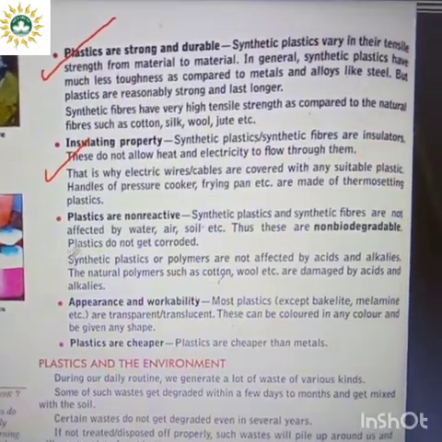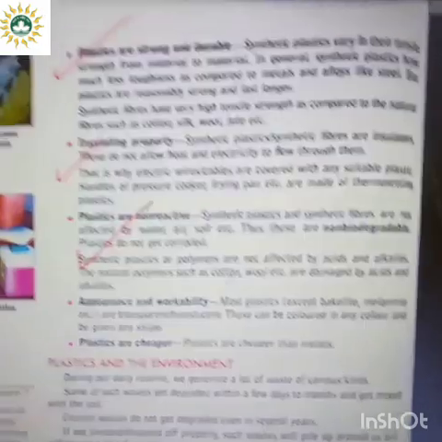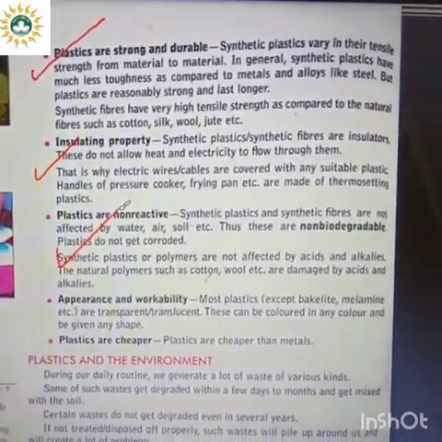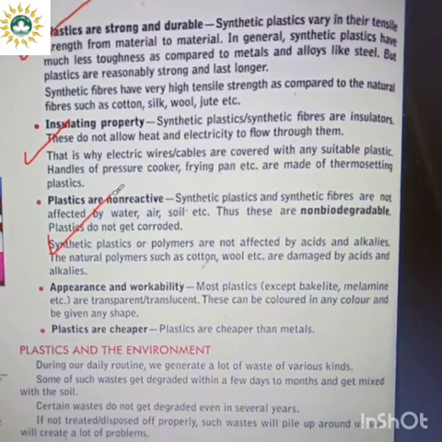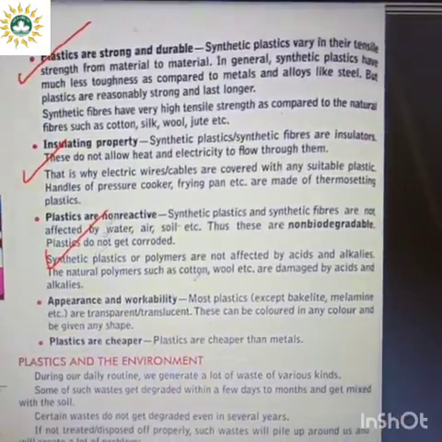Plastics are non-reactive also. As I told you, they are not affected by water, air and soil. They are non-biodegradable. They do not get corroded easily. We can recycle them. So plastics are non-reactive.